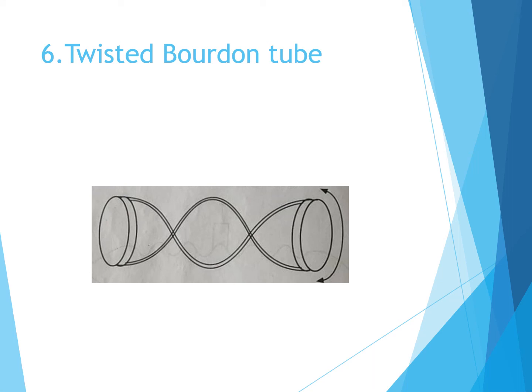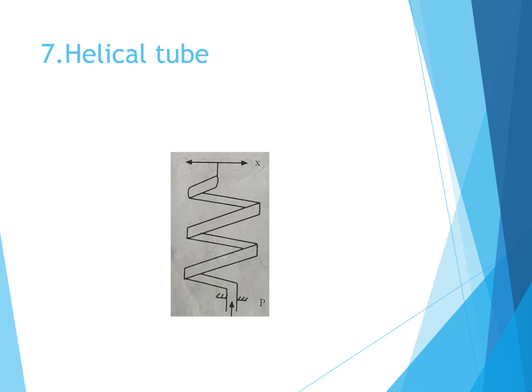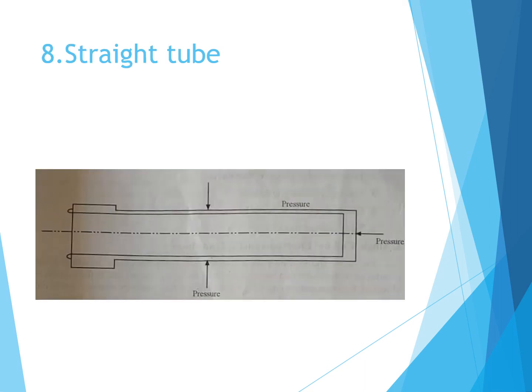Then twisted bourdon. It is in the form of a twist. Then helical tube. It is in the form of a helix. You can see this deflection in x-axis. The pressure is applied from the bottom. Then straight tube. The tube is straight where the pressure is applied from all the ends, and you can find out the deformation.